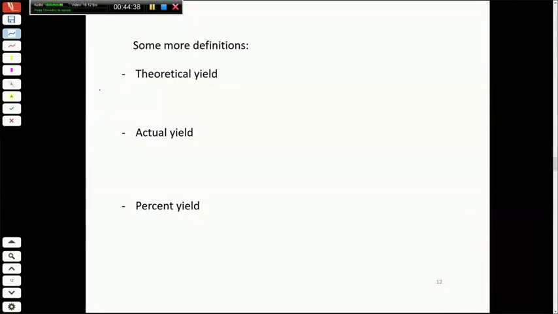But what we actually have in many cases in the laboratory is that we don't get the exact amount of product that we think we can get, for various reasons. So we have three terms here: theoretical yield, actual yield, percent yield. Theoretical yield is the maximum amount of product that can be formed if all of the limiting reactant is consumed.